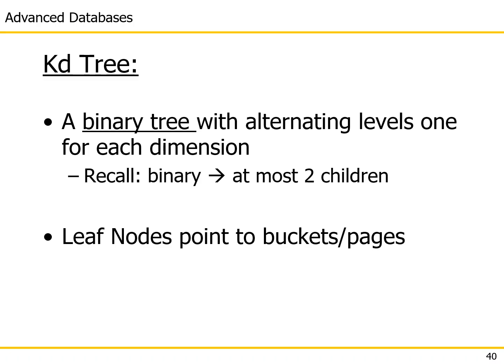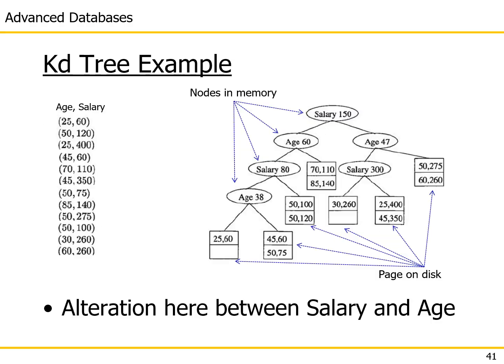Now, just like all the indices we have seen, you have to point to the pages of the table, and that will be the case at the bottom of the KD tree, just like at the bottom of the B+ tree, you point to the pages of the table. This is an example of a KD tree. The idea is very simple. We're going to alternate the dimensions on the levels.